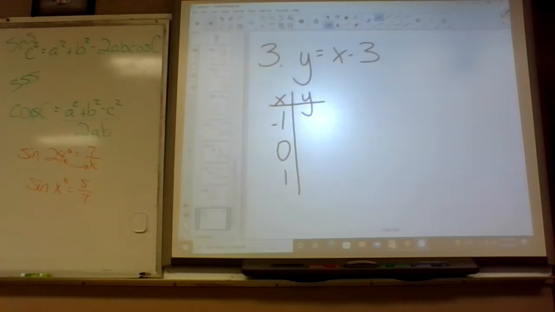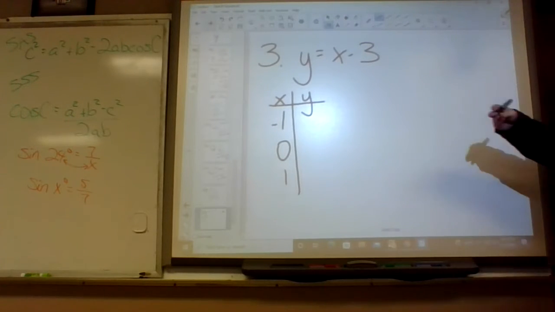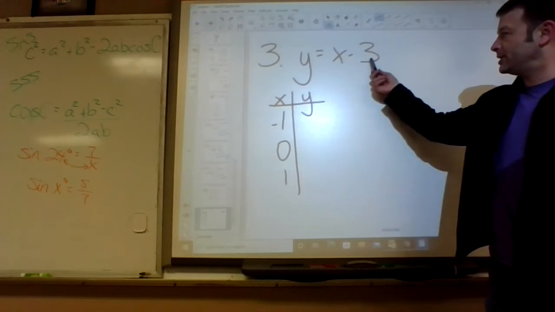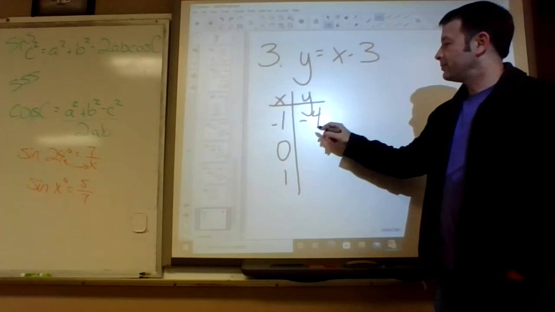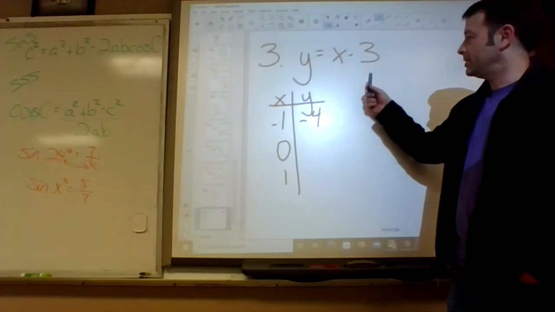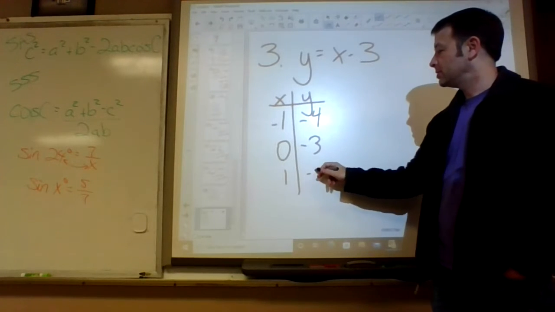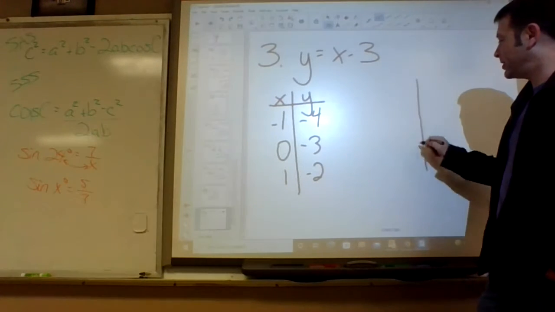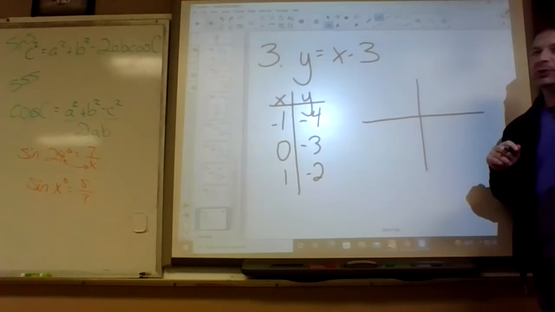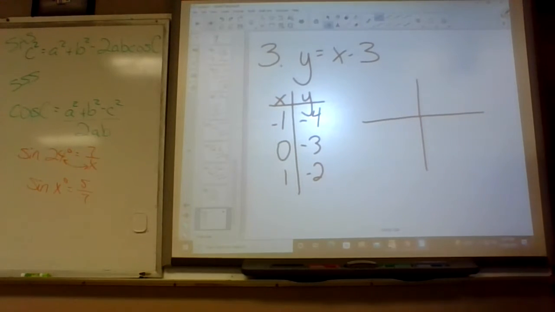Okay, if you plug in -1 for x, -1 minus 3 is? -4. Plug in 0, 0 minus 3, -3. And then 1 minus 3, -2. So go to your graph.